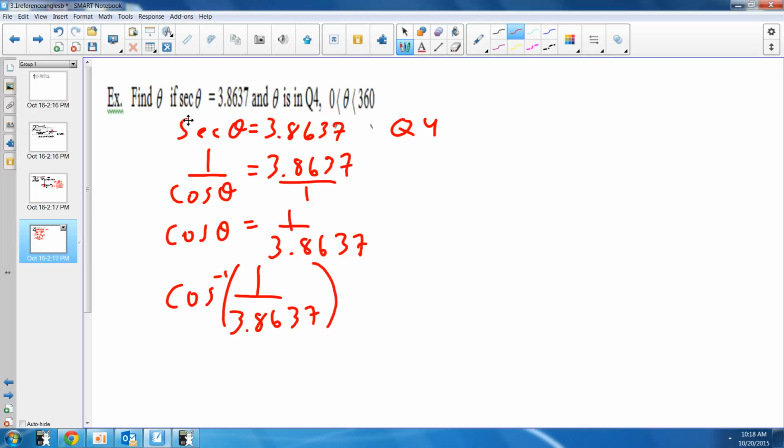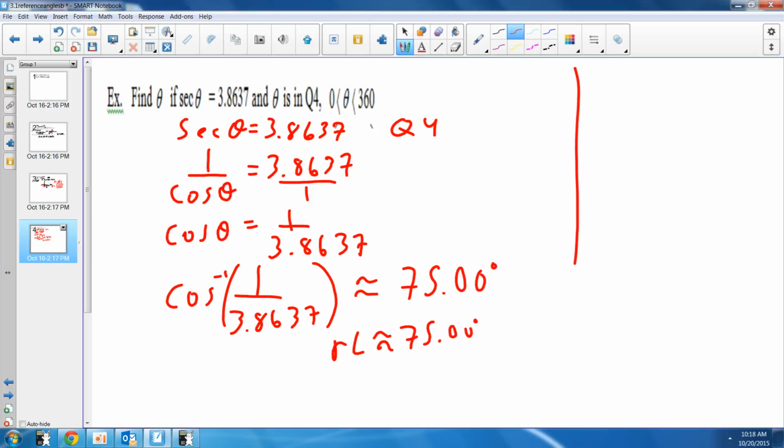That's going to equal approximately something. It could be my reference angle. And when I do that on the calculator, I end up with 74.9975 approximately. That means my reference angle is going to be approximately 75 degrees.